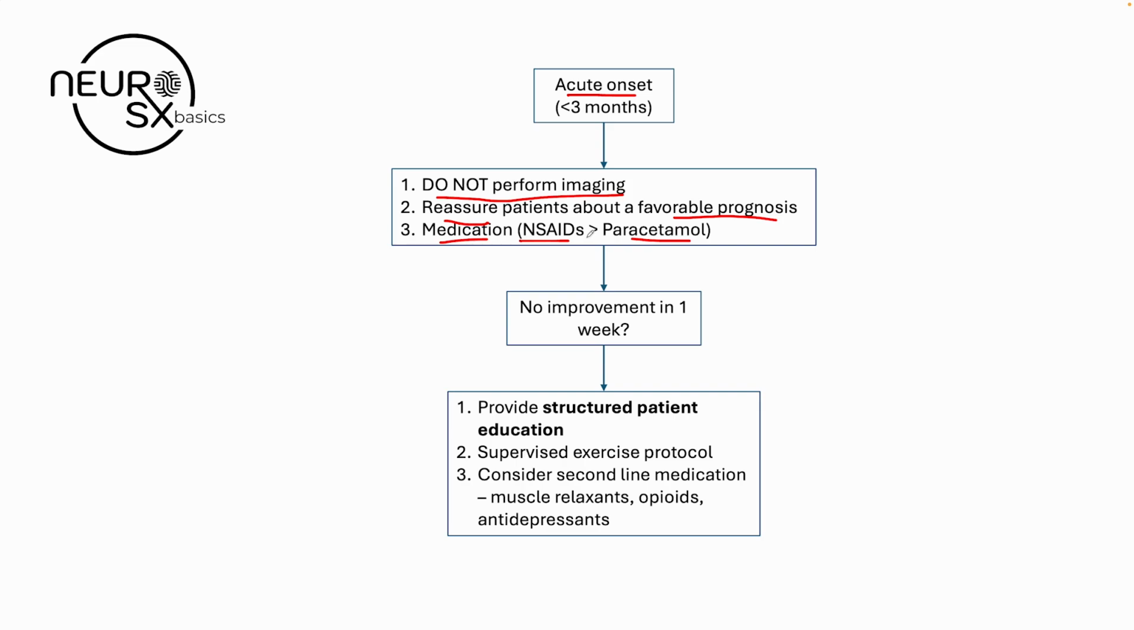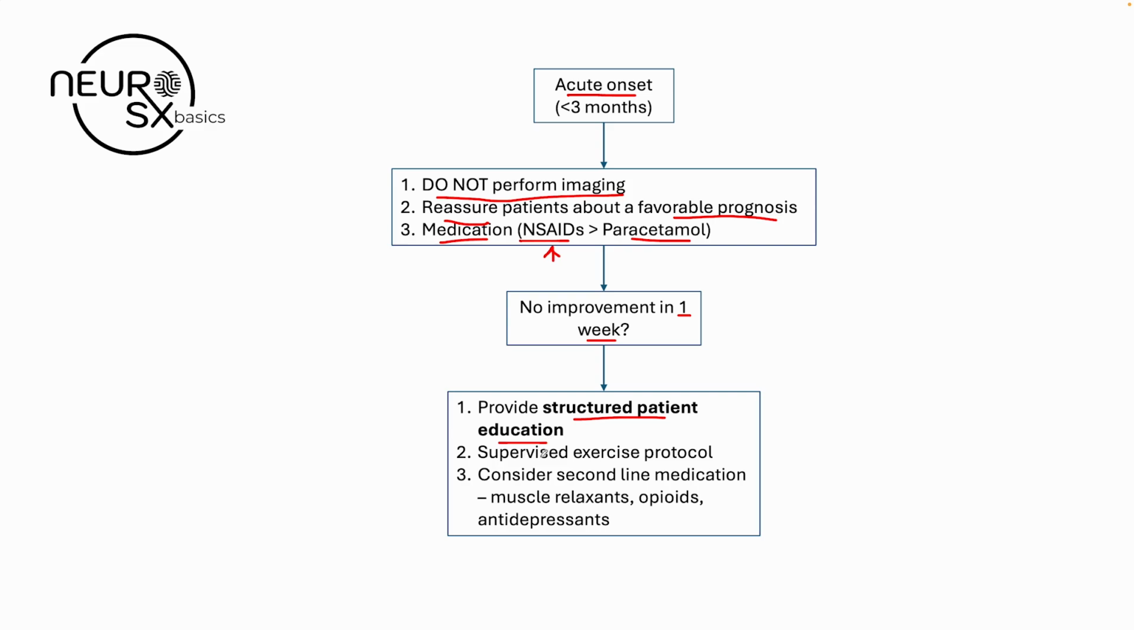So even for radicular pain, we consider NSAIDs as the first line, and for any low back pain also we consider NSAIDs as the first-line treatment. Since this is acute onset pain, we can reevaluate the patient within 1 week and check if there is any improvement. If there is no improvement within 1 week, then you want to go ahead and provide structured patient education, which is a little bit more than just providing them reassurance. We'll discuss what structured patient education is next.